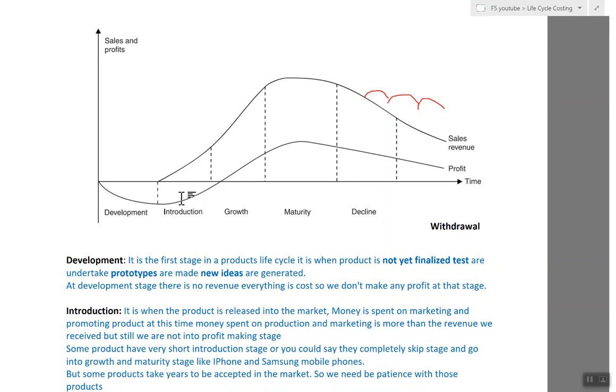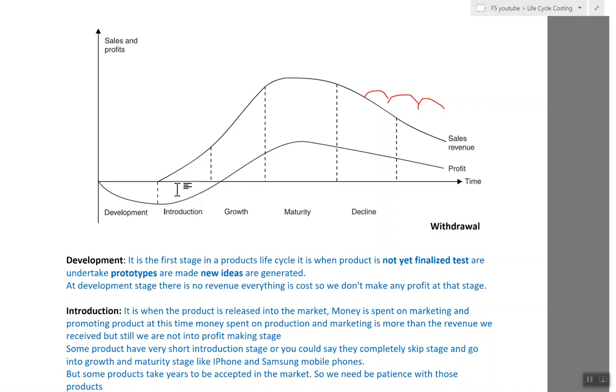So at introduction stage, normally you would not expect any profit, because we have fewer units sold and we have a lot of fixed costs. We have spent a lot of money on marketing. Because of these factors, we will not expect profit.